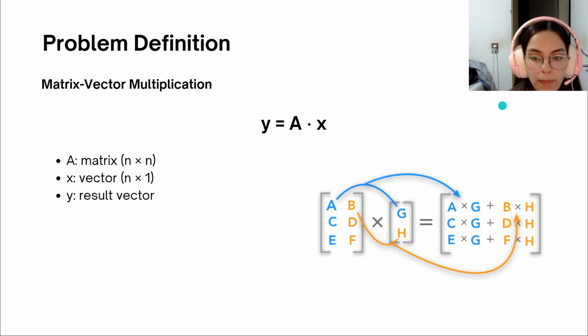We want to compute the product between a matrix A and a vector X, resulting in a vector Y. Each element of Y is computed as the dot product between one row of the matrix and the vector. An important observation is that each row can be computed independently, which makes this problem ideal for parallelization. So if you want to know more about this problem, you can watch my previous video.